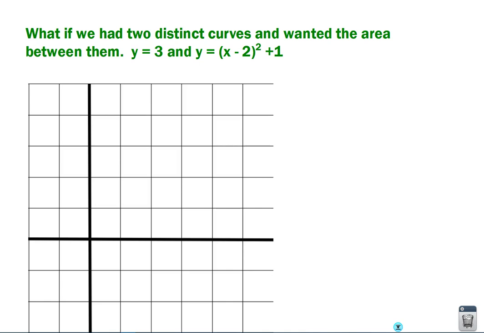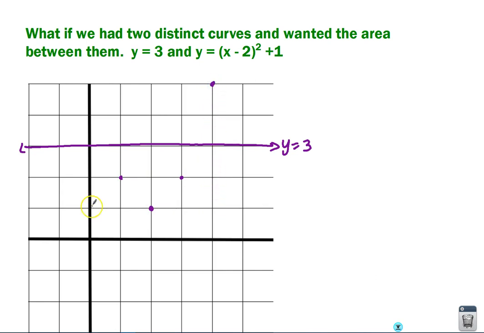Now the curves are y equals 3 and y equals x minus 2 squared plus 1. So now one of the curves is no longer the x-axis. Now that's been shifted up to here. So here's the line y equals 3, and then x minus 2 squared plus 1, another quadratic where the vertex is at 2, 1. And so over 1, up 1, boom, boom. And then over 2, up 4.